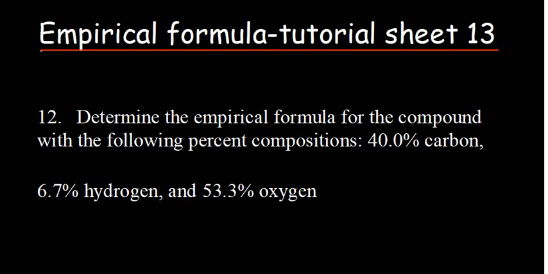I welcome you to another session where we look at the empirical formula of a certain compound. We want to look at question 12 today from the tutorial sheet that says: determine the empirical formula of the compound with the following percent composition. 40.0% of carbon, 6.7% of hydrogen, and 53.3% of oxygen. We want to look at how we can find the empirical formula of that compound.